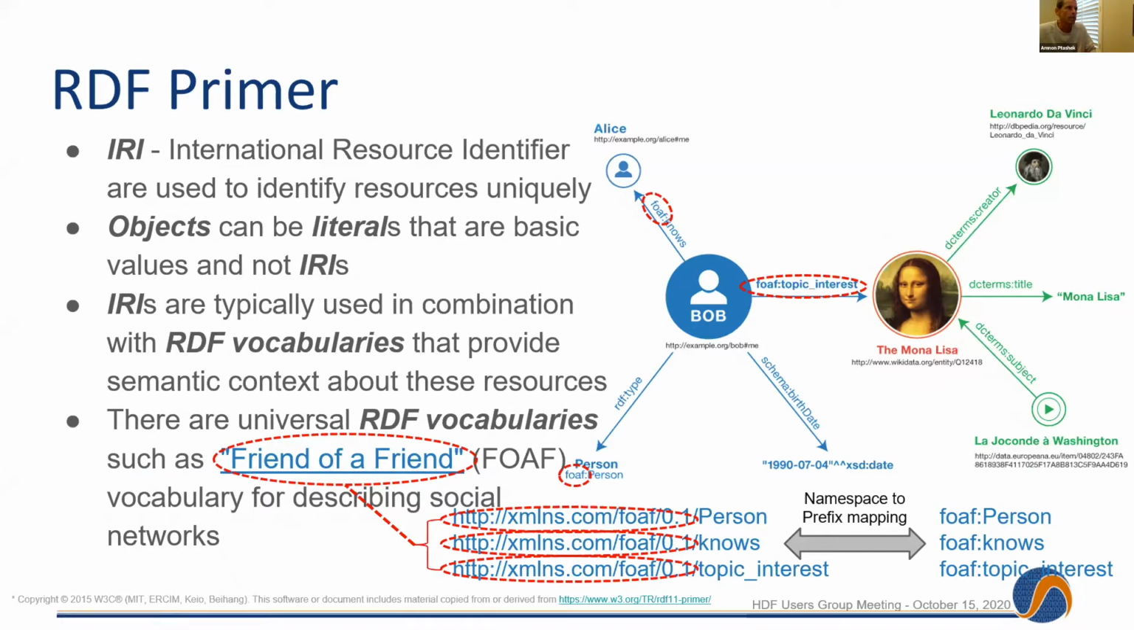And there are universal RDF vocabularies, such as, I'm giving you an example, Friend of a Friend, for describing the domain of the resources. So Friend of a Friend is a vocabulary for describing a social network. So we have a prefix, FOAF, a person knows a topic of interest. So Bob knows Alice. FOAF knows, Bob knows Alice.